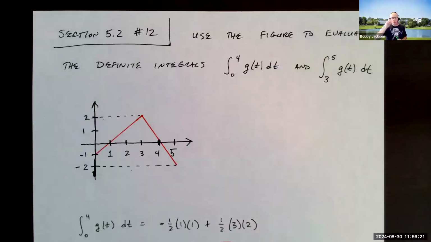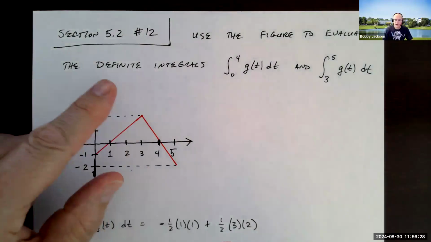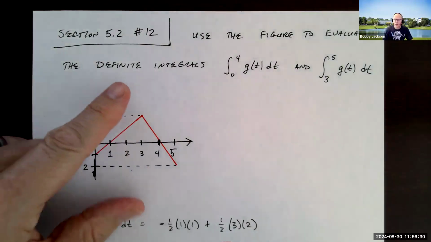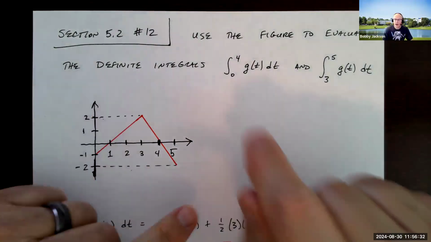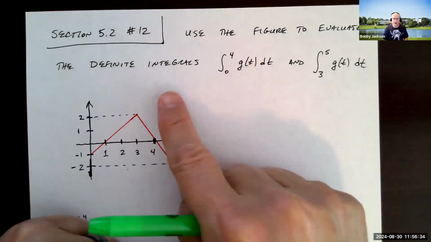Okay, we're going to look at number 12 in section 5.2. It says use the figure to evaluate the definite integrals, the integral from 0 to 4 of g of t, and the integral from 3 to 5 of g of t. And this is a replica of the graph they have there.